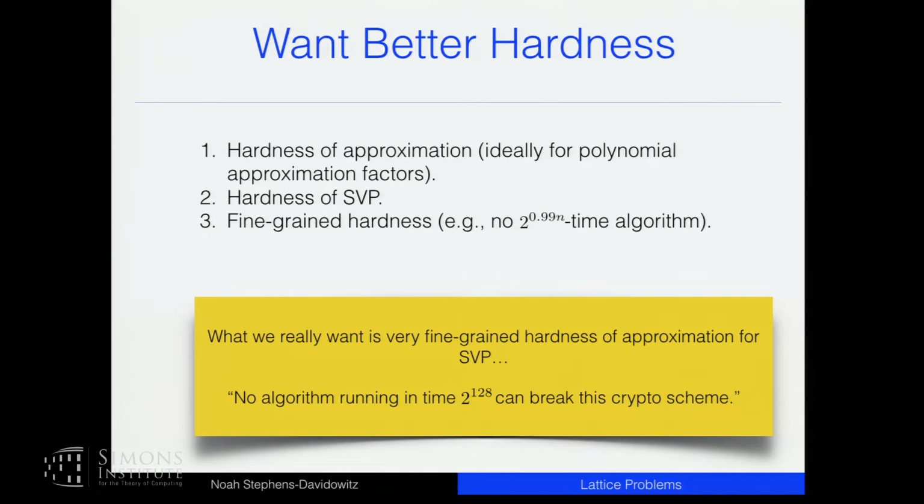And in fact, based on the results that you'll see tomorrow, these worst-case to average-case reductions, if we could do this well enough, if we get the approximation factor high enough and the lower bound sufficiently high and fine-grained, then we would get a statement like this. We would say, no algorithm running in 2^128 time can break this specific crypto scheme. This is way, way beyond the reach of what we know how to prove. Up to the fact that it uses actual constants, this is a much stronger statement than P does not equal NP.